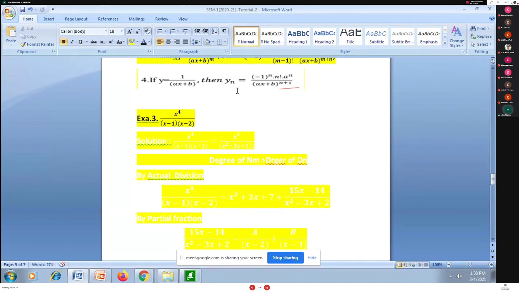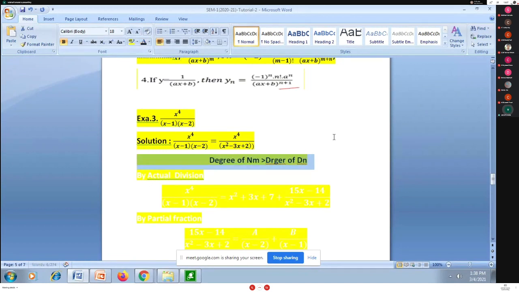And what about the degree of the denominator, students? It is 2, because I have a quadratic polynomial in the denominator, x minus 1 into x minus 2. So the degree of the numerator is 4, which is greater than the degree of the denominator. Whenever things are in numerator upon denominator form, you have to check whether the degree of the numerator is greater than the degree of the denominator.